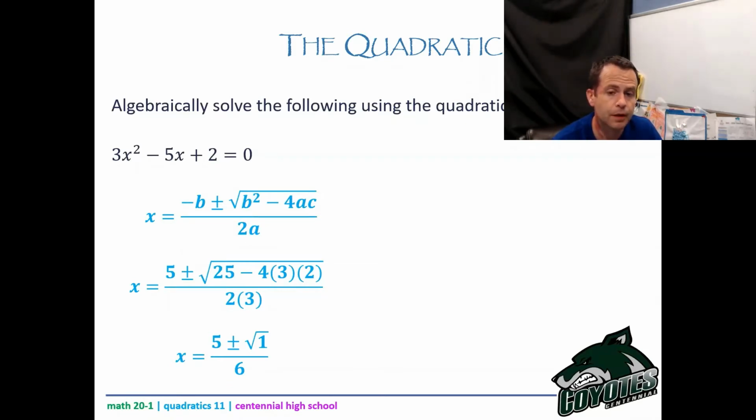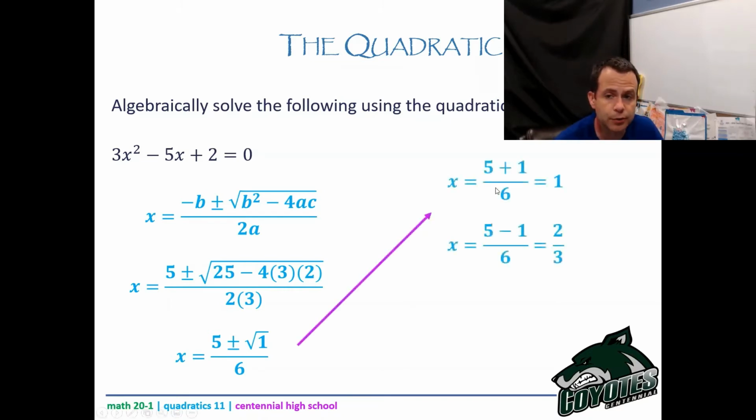Okay. All right. So here's my two answers. First of all, I know the square root of 1 is 1. So this becomes 5 plus 1 all over 6 and 5 minus 1 all over 6. So those are my two values. Okay, so I'm going to split it into those two values. X equals 5 plus 1 over 6. 5 plus 1 is 6. 6 over 6 is 1. So that's where the 1 comes from.